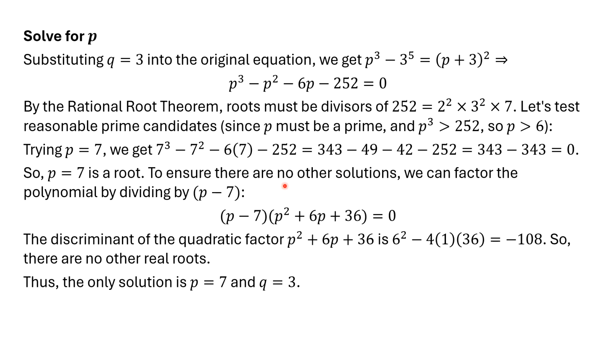We really could just conclude it here, but if we factor this out, p minus 7, which I've done for you, and then if you use long division, you'll see this times this gives you this here. And if you use the quadratic formula on this, the b squared minus 4ac is negative. So in fact, this only has complex roots. So the only solution is p equals 7 and q equals 3.